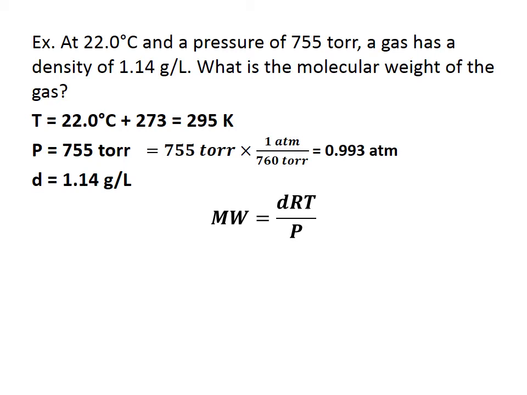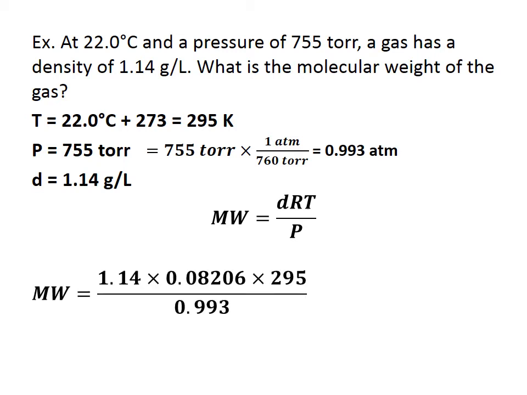Molecular weight is dRT over P: density times our ideal gas constant multiplied by the temperature in Kelvin, divided by the pressure. So we substitute our values. We take our density multiplied by our ideal gas constant with units of liters atmosphere per mole Kelvin, multiply by 295 Kelvin, and divide by our pressure in atmospheres, which is 0.993. When we do that, we'll get an answer of 27.8 grams per mole. So that is the molecular weight of the unknown gas.